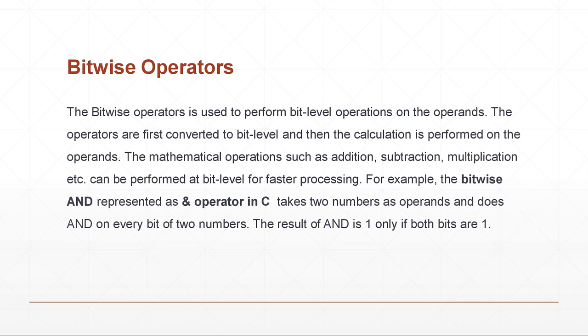Mathematical operations such as addition, subtraction, multiplication, etc. can be performed at bit level for faster processing. For example, the bitwise AND, represented as the ampersand operator in C, takes two numbers as operands and does AND on every bit of the two numbers. The result of AND is 1 only if both bits are 1.